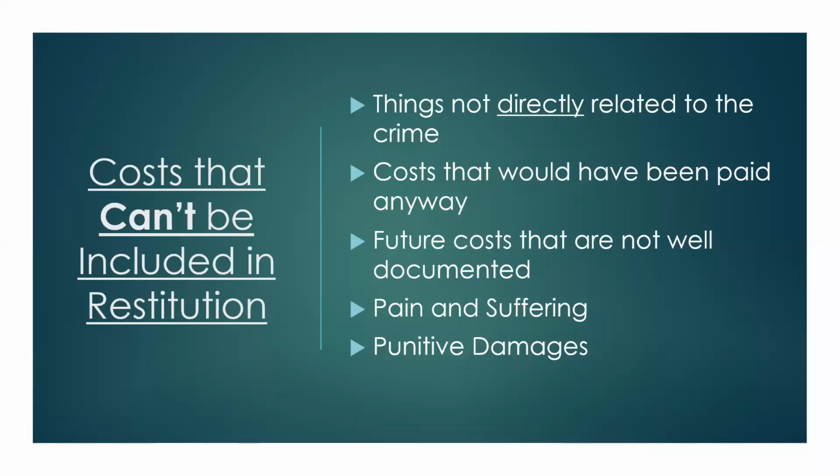Other things that can't be paid for are things that would have been paid anyway, like rent and regular bills. Even if it was harder to pay them because of the crime, they still aren't eligible to be covered by restitution. Future costs can only be included if they're well documented, like with a detailed letter from a doctor or a therapist that explains that there's a need for ongoing costs or ongoing treatment, and also assigns a dollar amount to what that cost would be.